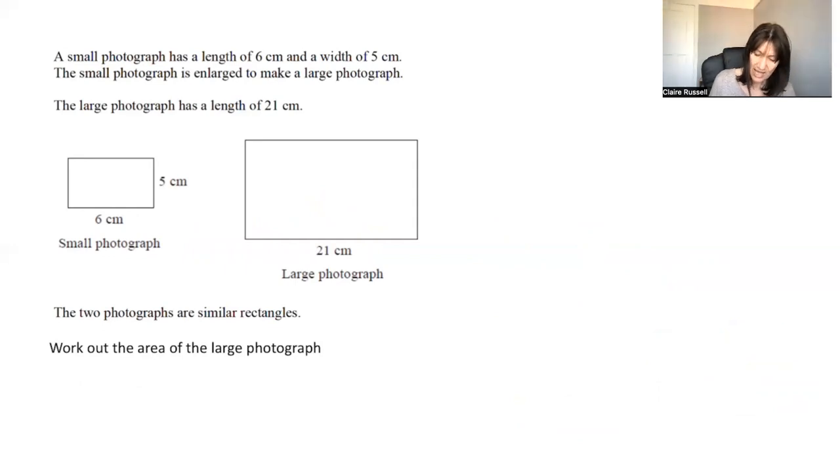Okay, so we have similar rectangles. Similar rectangles means that they have been enlarged. They are directly proportional to each other. So if one edge has been multiplied up by 2, the other edge would have been multiplied up by 2. So that's what we're looking at there.